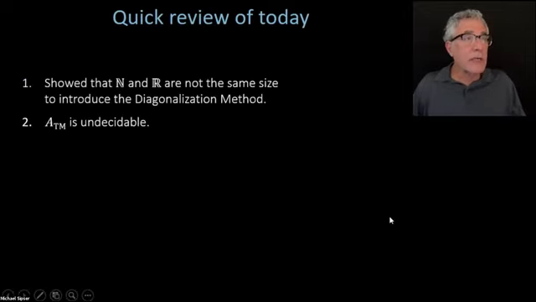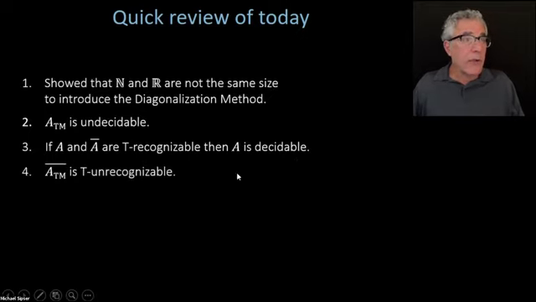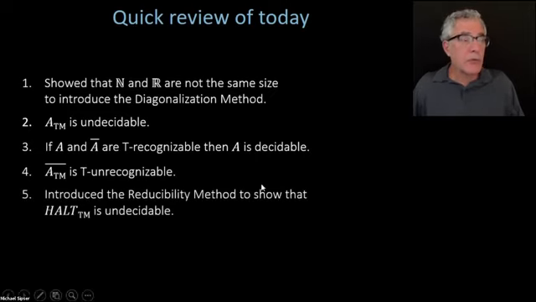Okay, so just to recap, we showed that the natural numbers and the real numbers are not the same size, using that definition of one-to-one correspondence to introduce the diagonalization method. We used the diagonalization method to show that ATM is undecidable. We also showed that little theorem that if a language and its complement are recognizable, then the language is decidable. And from that, we concluded that ATM complement is not recognizable. And then we showed, at least by way of an introduction to the reducibility method, that HALT TM is undecidable. Okay, and that was today's lecture, and we're at the end of the hour.